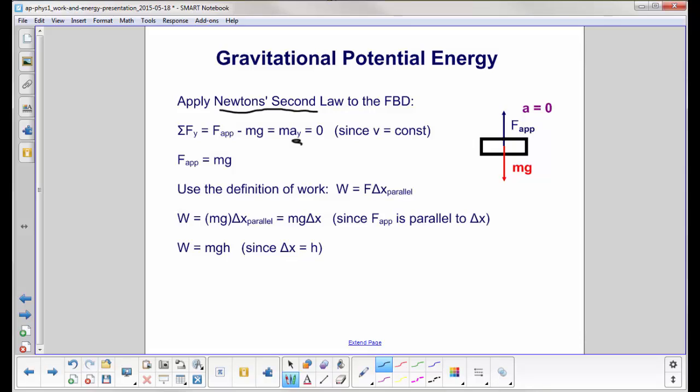We'll use the definition of work. Work is force times delta x parallel. And work is mg delta x parallel equals mg delta x, since the applied force is parallel to the displacement. And you could equally have done delta y here just to reflect the fact that we're going in the vertical direction, but we just kept delta x here because that's what we've been using. And in any case, the change in x, the change in displacement, is merely h, so we come up with the work done by the external force on the book is mgh.